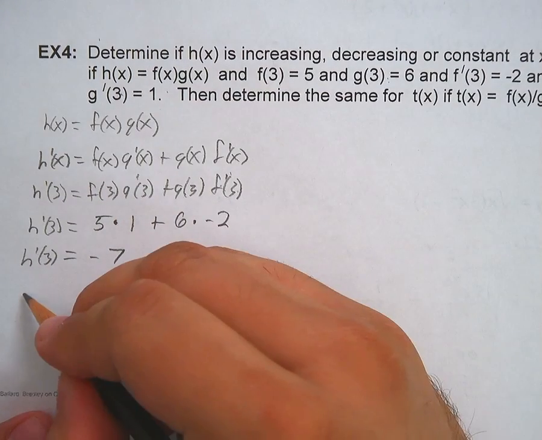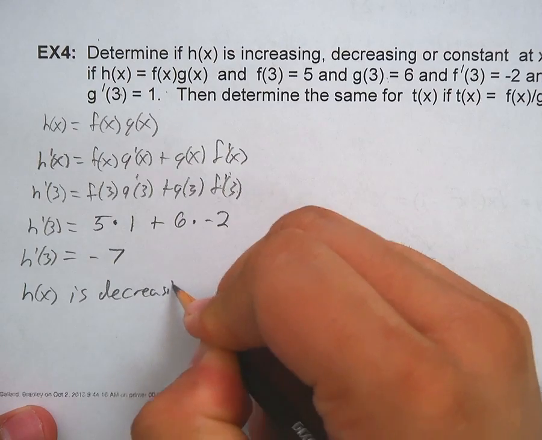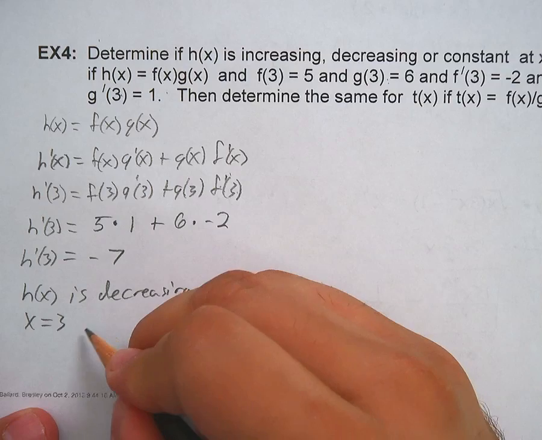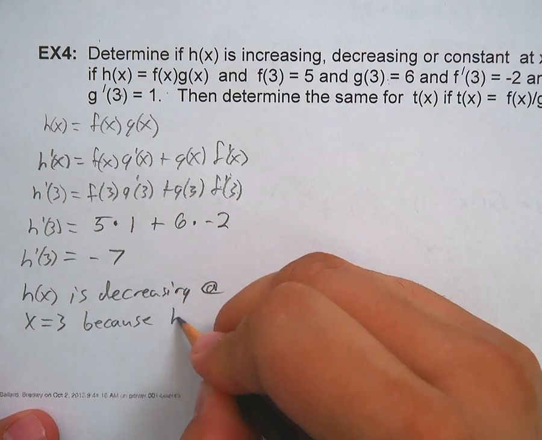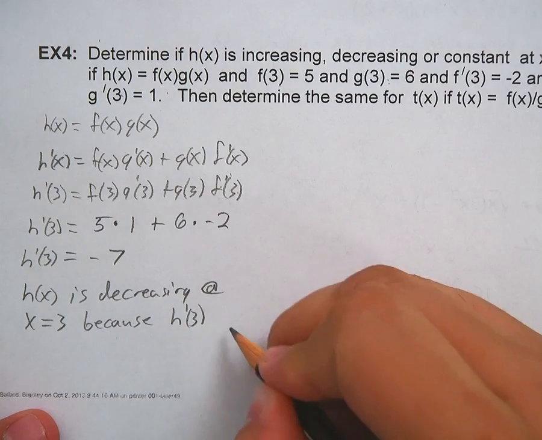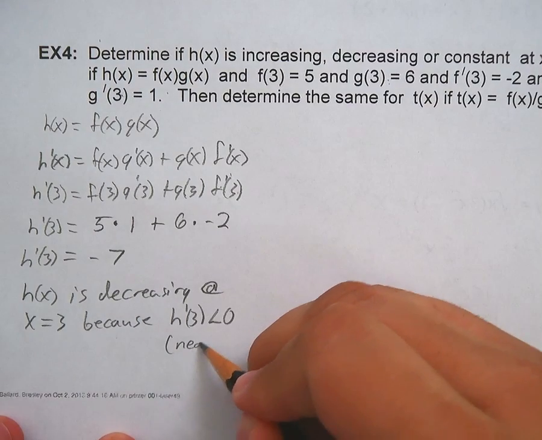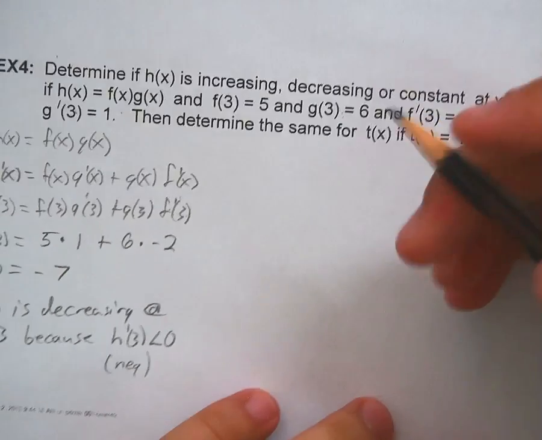So let's justify that. H of x is decreasing at x equals 3 because h prime of 3 is less than 0. It's negative, right? So that wasn't too terrible. They just want me to set up the product rule, and then for t of x, they want me to set up a quotient rule. So let's set up a quotient rule.